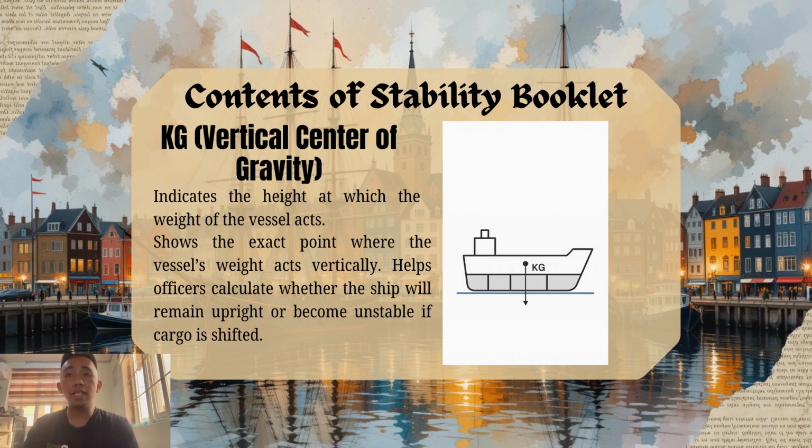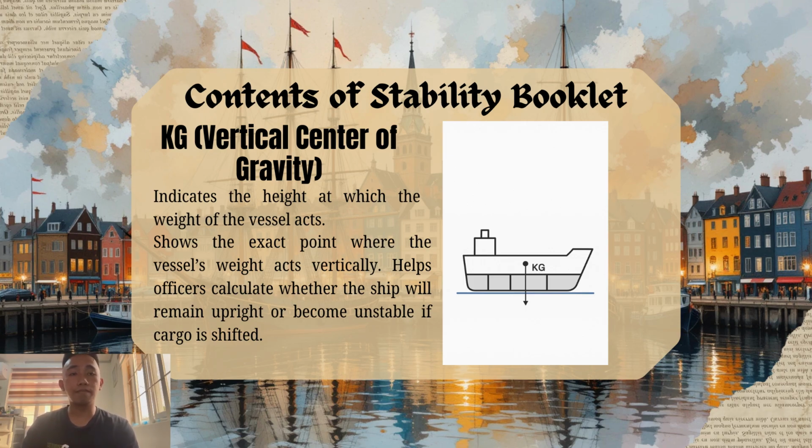KG is the vertical height of the ship's center of gravity above the keel. It indicates where the ship's weight is concentrated vertically and directly affects the ship's stability. A lower KG means better stability, while a higher KG can reduce stability and increase the risk of capsizing. KG changes with loading, unloading, and shifting weights on board, so it must be carefully managed for safe operation of the ship.